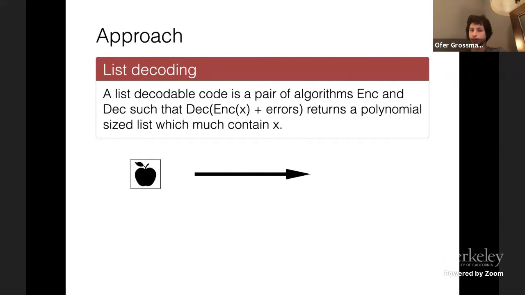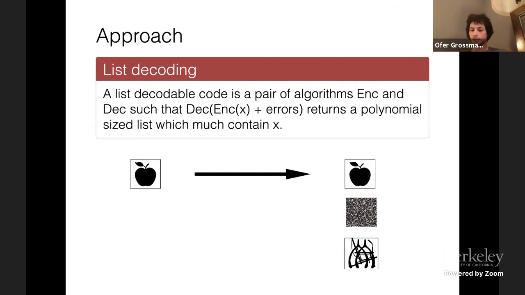Cool. And then, in 30 seconds, the approach uses list decoding. So list decoding: I have a message, and when I decode it, I get a list. The idea is that if you're Bob and you get this list, you can see that a lot of the things look like nothing, and then one of the things looks like an apple. So you can guess that the apple is the message that Alice sent.